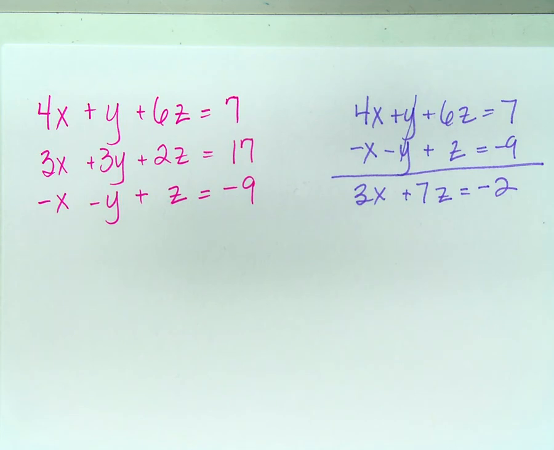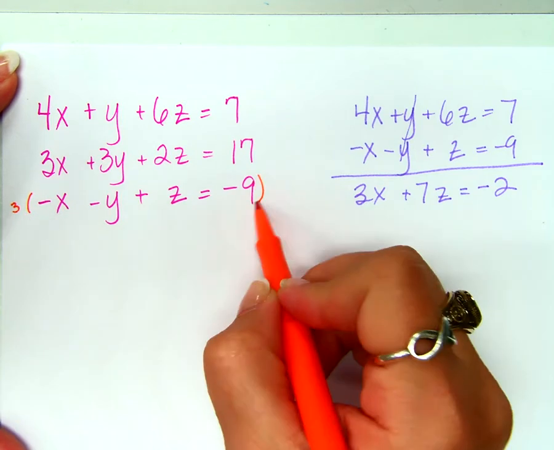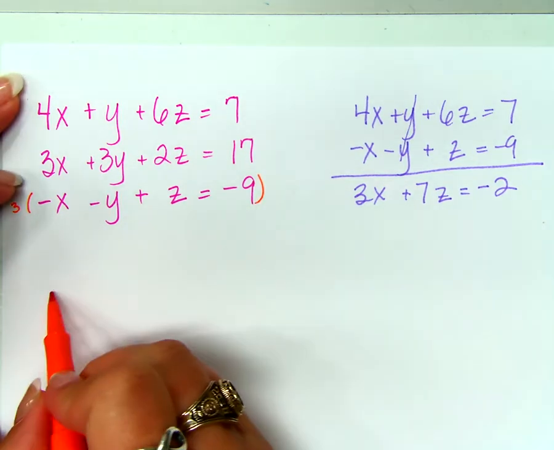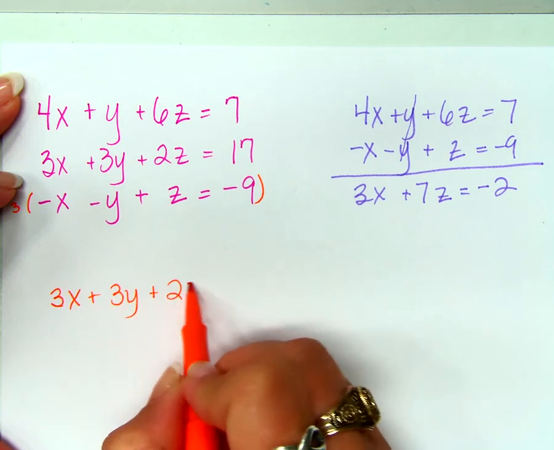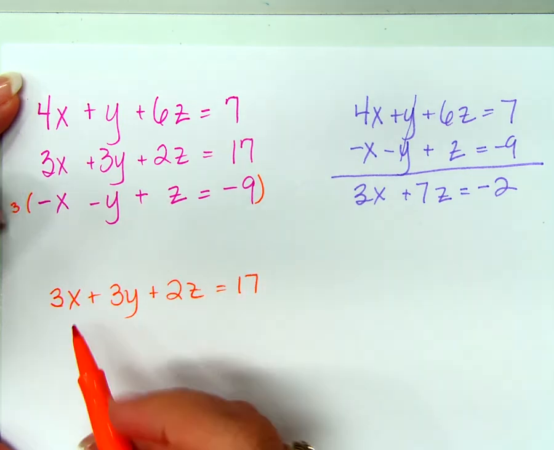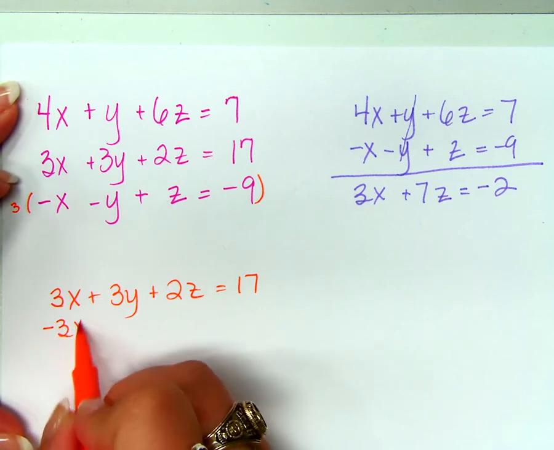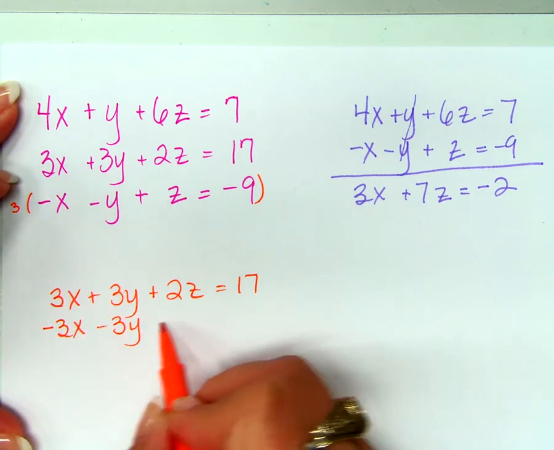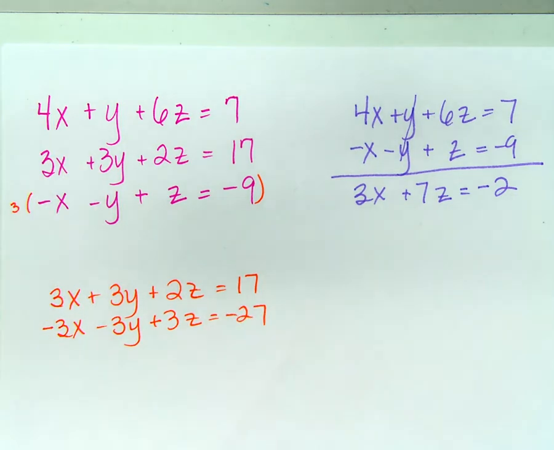Okay, we have to do another one, so which one do you want to do? Middle and bottom? Okay, what would we have to do though? Multiply the bottom one by 3. Okay, so here's the middle one: 3x plus 3y plus 2z equals 17. And then here's the bottom one multiplied by 3: negative 3x minus 3y plus 3z equals negative 27.